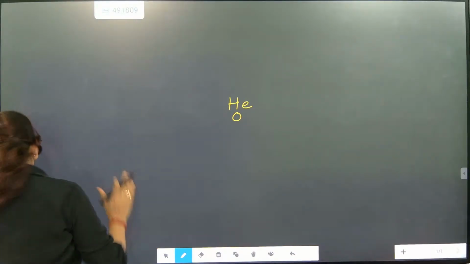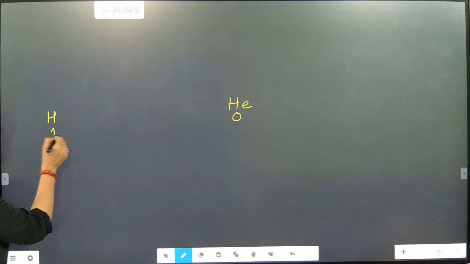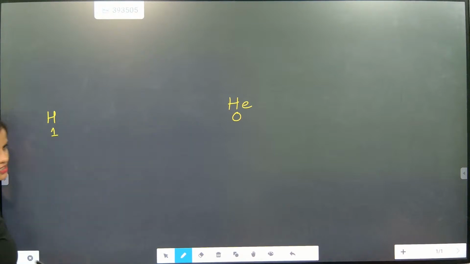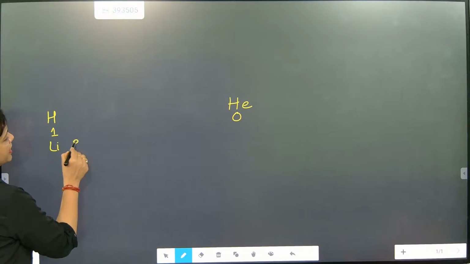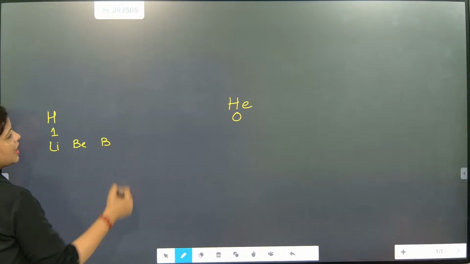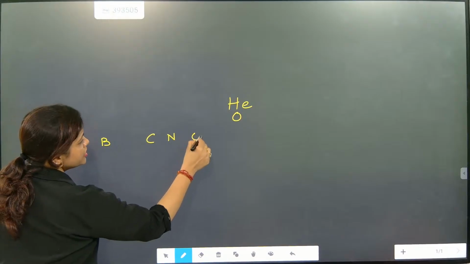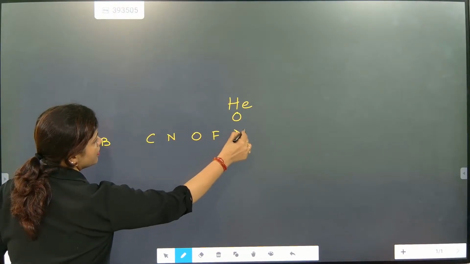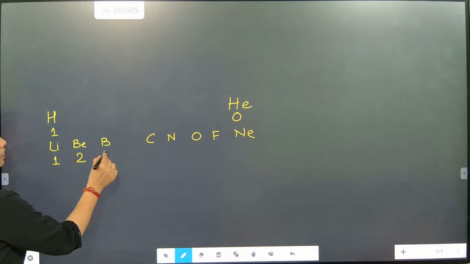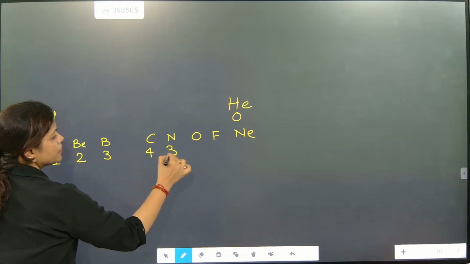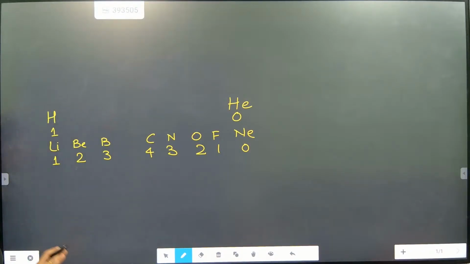So hydrogen I am keeping a little apart. Hydrogen valency is 1. Now comes helium, valency 0. Hydrogen, helium. Now lithium, beryllium, boron. After that carbon, nitrogen, oxygen, fluorine, neon. Now listen. Here the valency is 1, 2, 3, 4, 3, 2, 1, 0. I am talking only about valency.